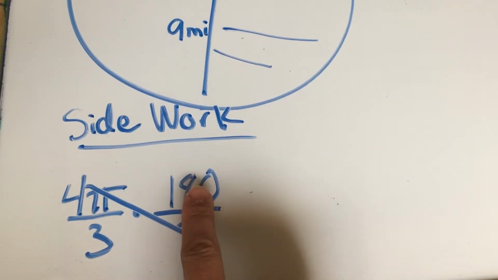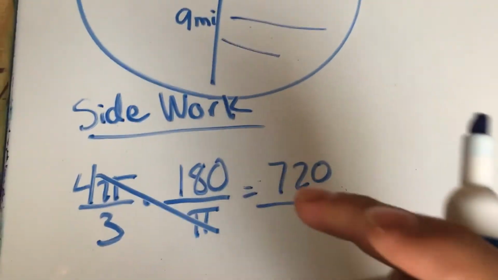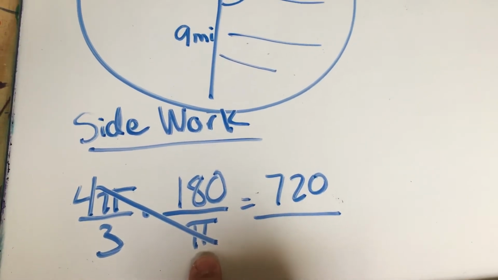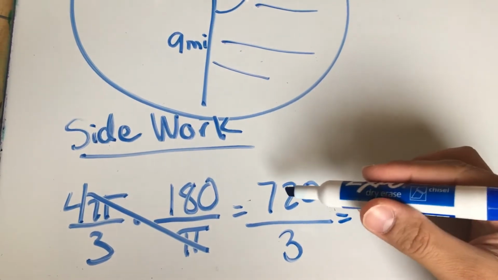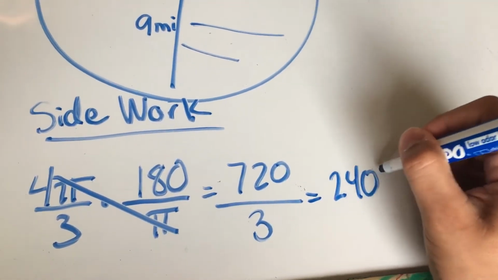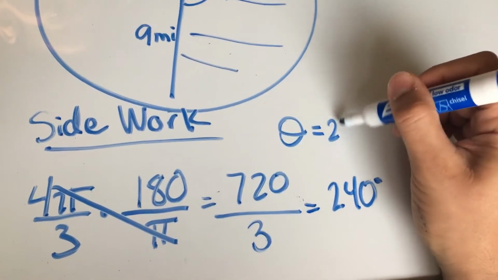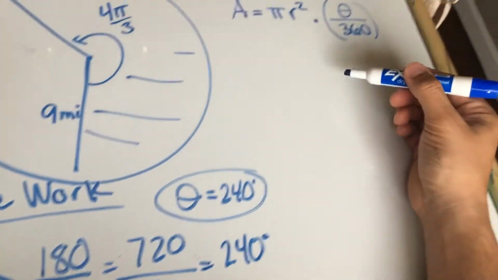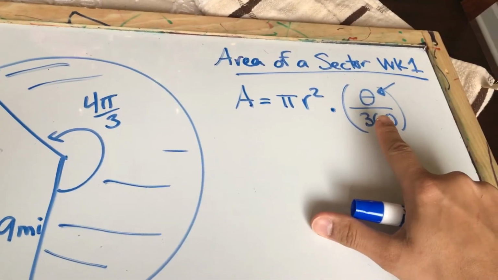So 4 times 180, that's going to be 720. And then 3 times, well, nothing, right? Because the pi got canceled. So basically 3 times nothing is 3. And 720 divided by 3, that's going to be a nice even number for us. That's going to be 240 degrees. So now this is what my theta is. My theta is 240 degrees, okay? That's the angle that I'm going to use in my formula up here. That's where I'm going to use the 240.